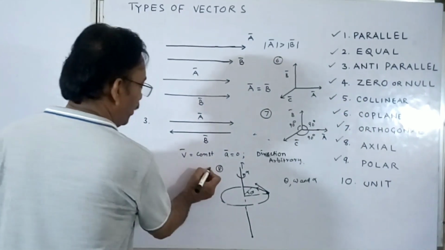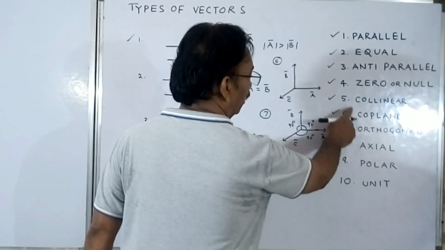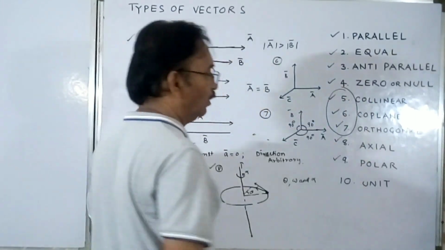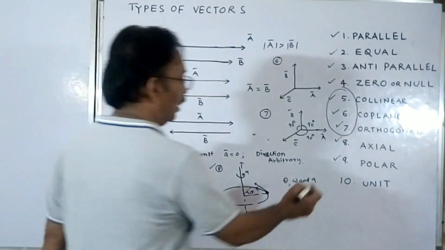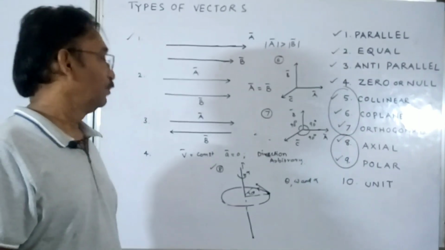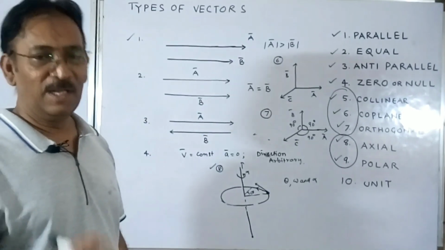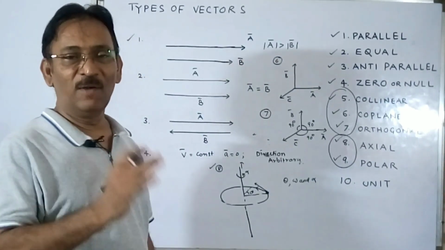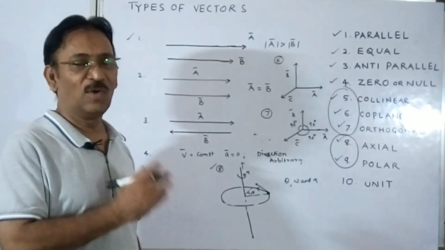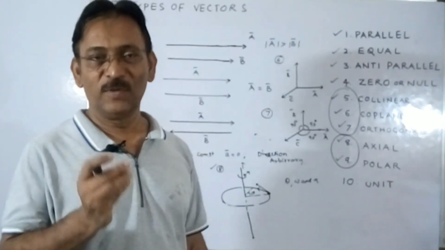The important things you have to remember are the axial vector, polar vector, orthogonal, coplanar, and collinear. These three have their own value while you are learning physics, and you also have to remember these two: what is the axial vector and polar vector. And finally, the unit vector is always with you. Whenever you are doing vectors or vector algebra, it always follows you. I hope you understood the types of vectors very well.